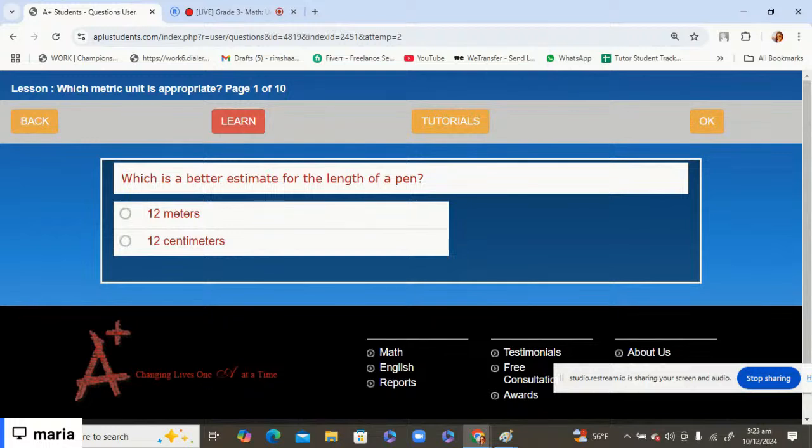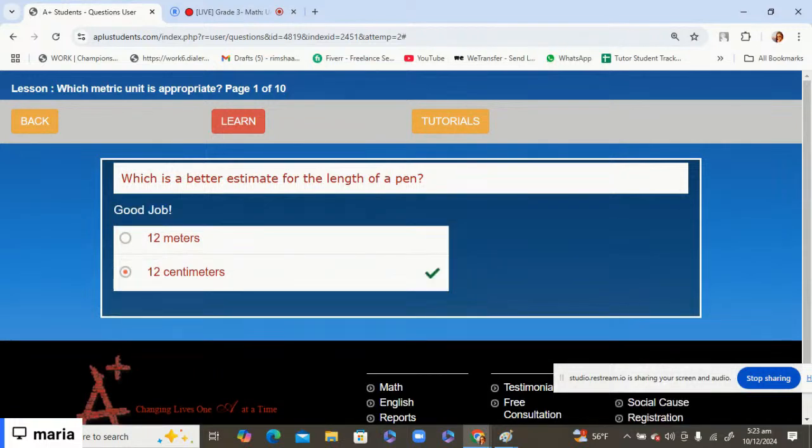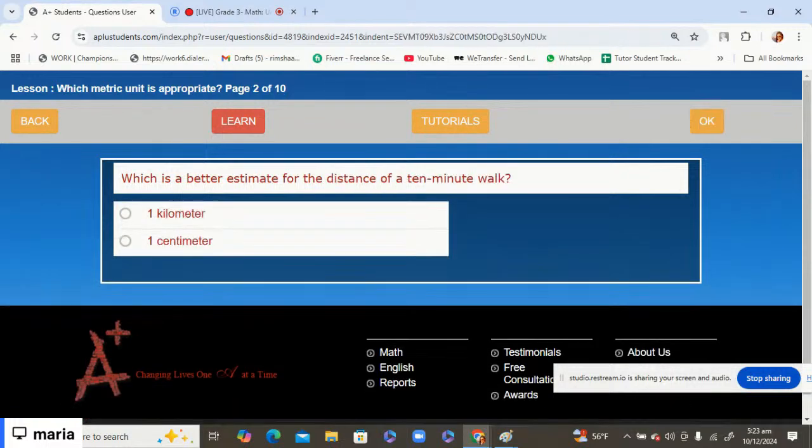Which is the better estimate for the length of the pen? Pen length is not in meters. It's in centimeters, because a centimeter is a smaller unit compared to meters. So we can say that it's centimeters, because a pen is not too long.